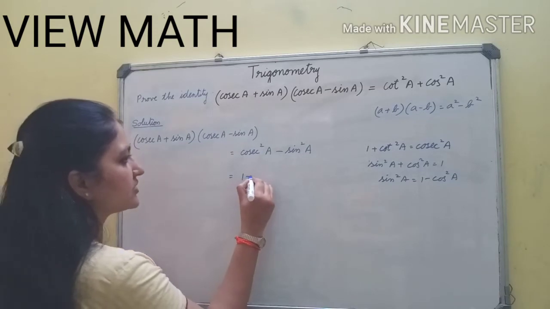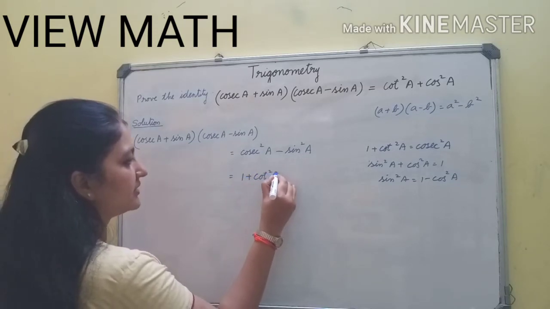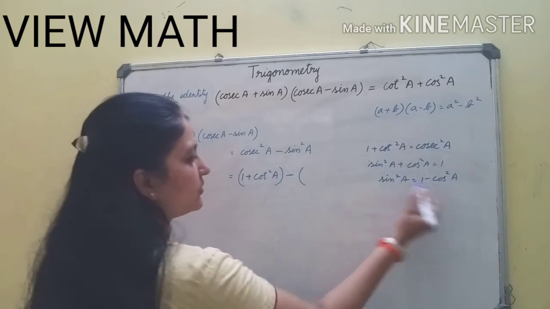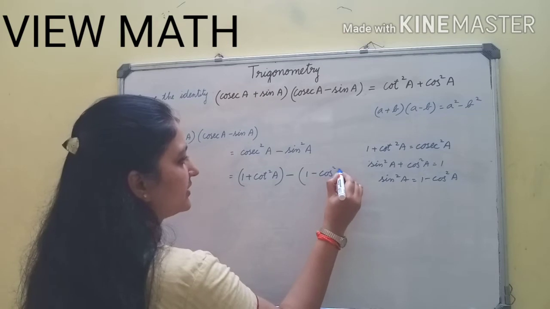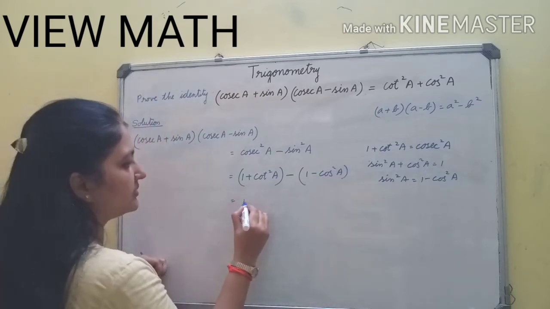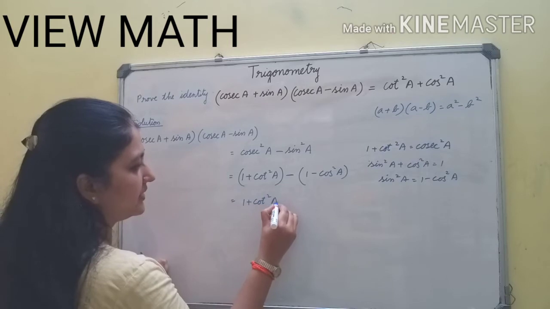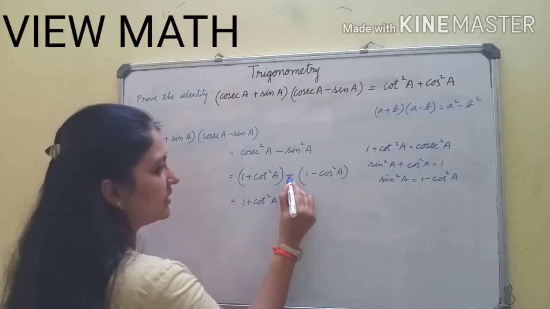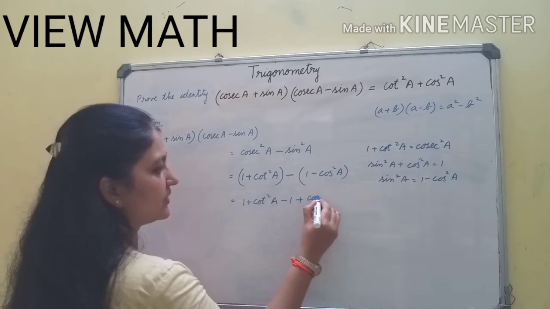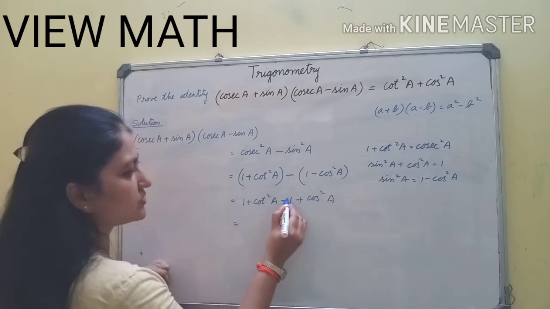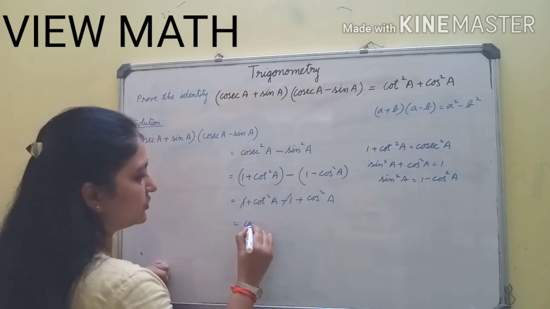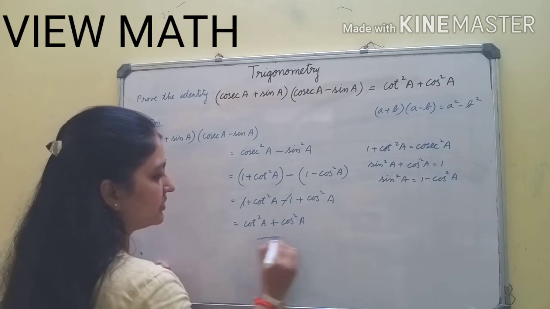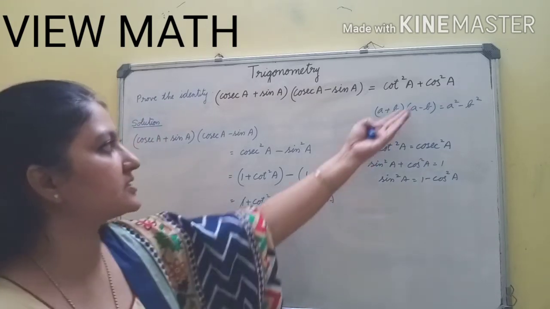I'm going to substitute it here. 1 plus cot square A minus, open the bracket. What is sin square A? 1 minus cos square A. Now 1 plus cot square A minus, I'm going to bring it inside the bracket. So minus into plus, minus 1. Minus into minus, plus cos square A. This is equal to minus 1 and plus 1 gets cancelled. So you will be getting cot square A plus cos square A. Hence proved. This is the thing they are asking us to prove.